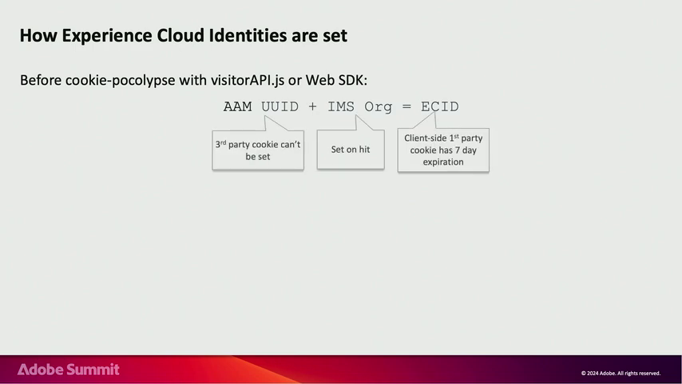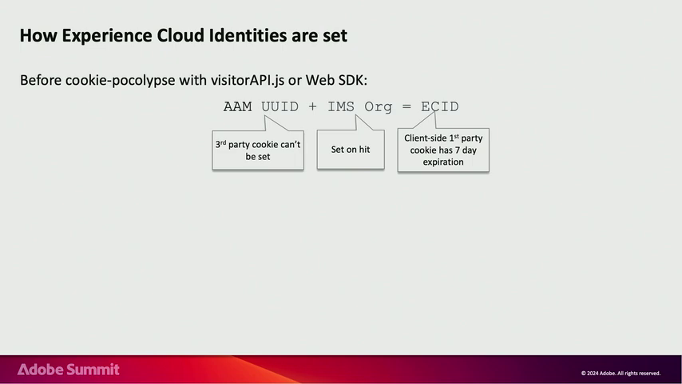Everything's great. However, with Cookie Apocalypse and the current state of things, AAM UUID is technically one of those problematic third-party cookies. So if we can't set this third-party cookie that's needed to get this ECID, we're going to have a problem making sure that ECID is the same across visits for a longer duration. ECID today is set as a first-party cookie, so you do not have to worry about that. There's other things you need to worry about, but ECID is a first-party cookie today, provided you're running the latest code versions.